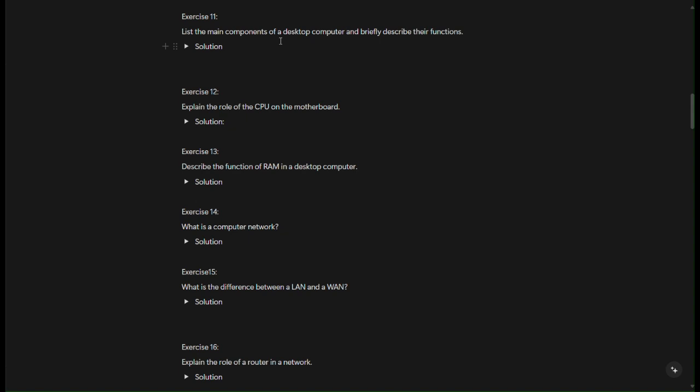We have the power supply unit, the cooling system, the optical drive, the peripheral interface like the USB port and audio jack. It helps to connect a component to our computers. And finally, we have the case. Let's see the solution of this exercise.